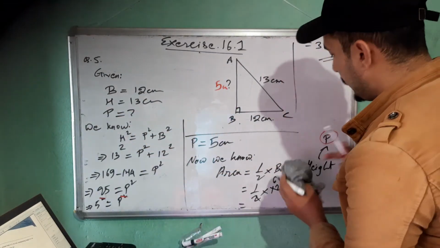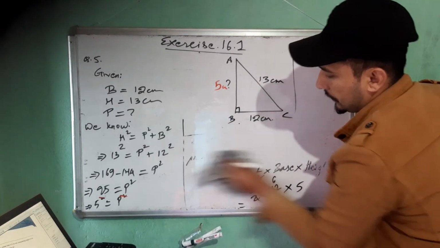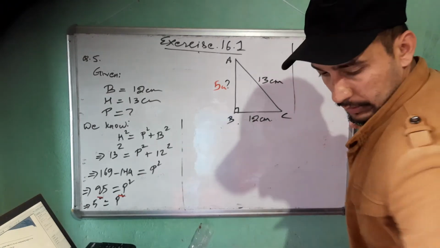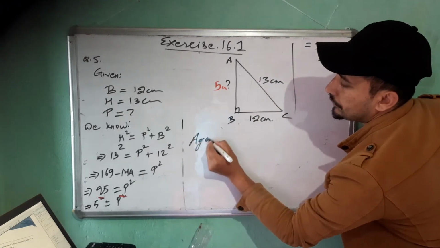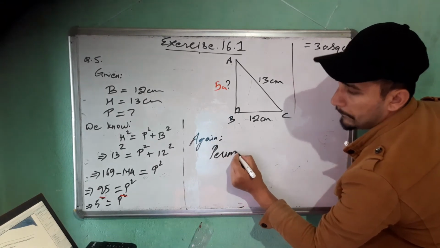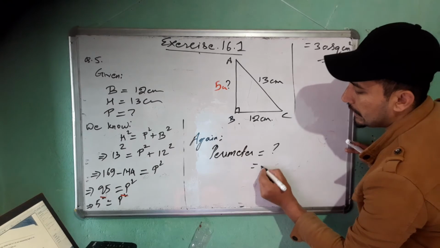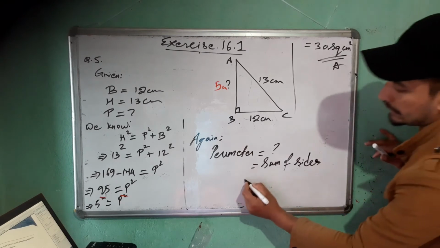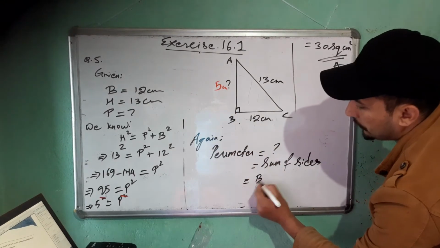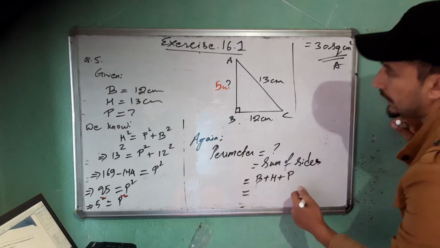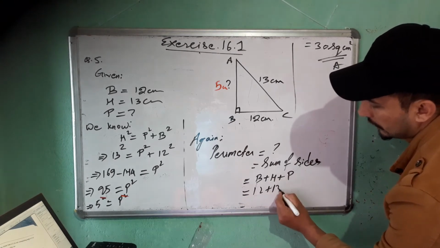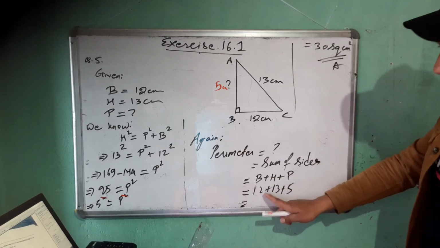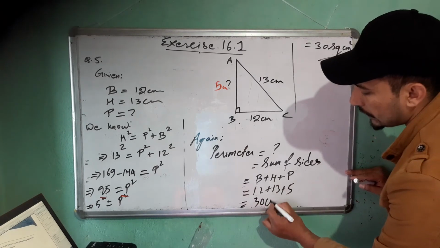Find its area and perimeter. I'll erase this part. Again, perimeter. Perimeter is equal to question mark. It is the sum of sides. I have already given the formula. Sum of sides. Sides means this one: base plus hypotenuse plus perpendicular, 3 sides. So base is 12 plus 13 plus perpendicular is 5. So it will be how much? 3 4 5. 25 plus 5 is 30 centimeter.